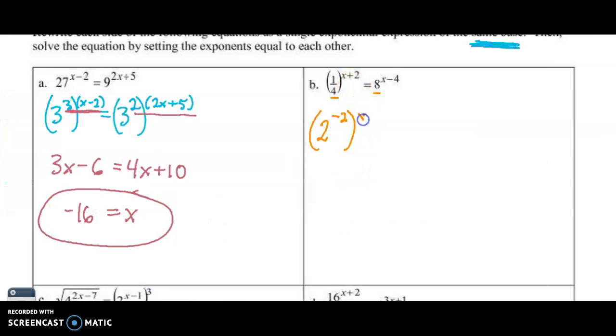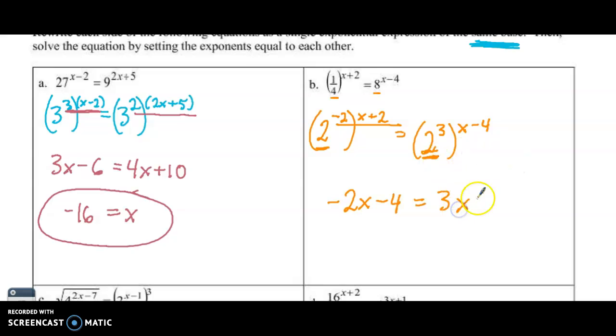Change it to a fraction. So that x plus 2 is still there. Same thing with 8. 8 is equal to 2 cubed, 2 times 2 times 2, and that x minus 4 is still there. And the whole premise is to get the same base, so therefore the exponents are the same, and don't forget to distribute those exponents. Negative 2x, negative 2 times 2 is negative 4. Equals 3x. 3 times negative 4 is negative 12.